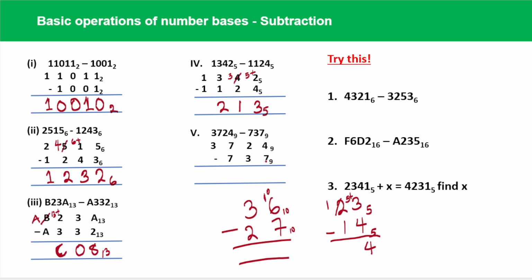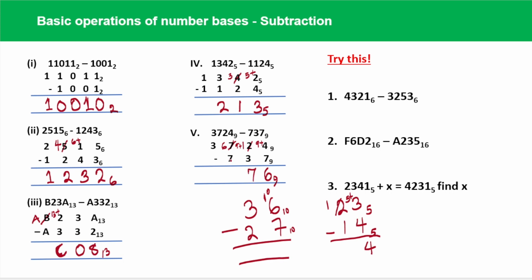4 minus 7. Here 4 minus 7 is impossible, so we'll have to borrow from the next digit. So we borrow from 2, that will be 1. The 1 we borrow automatically becomes the base, which is 9. So that gives us 9 plus 4, which is 13. 13 minus 7 will give us 6 base 9. We borrow 1 again. 1 minus 3 is impossible. We borrow 1 from 7. That will leave us with 6. The 1 we borrow from 7 automatically becomes the base again. That's 9 plus 1, which gives us 10. 10 minus 3 will give us 7.